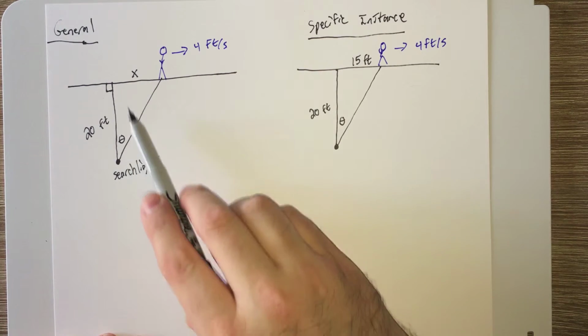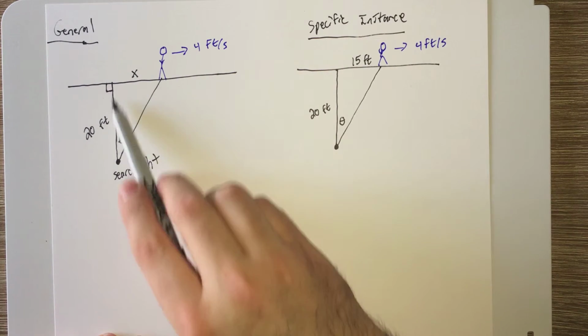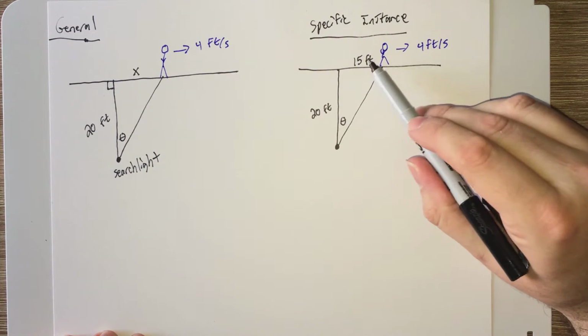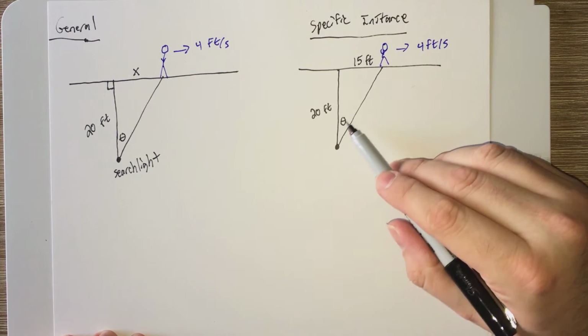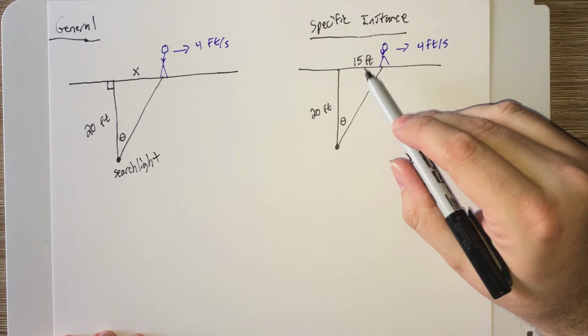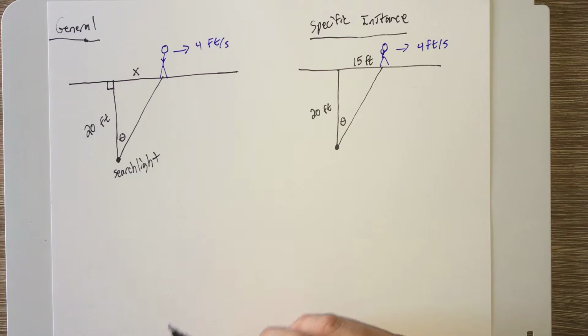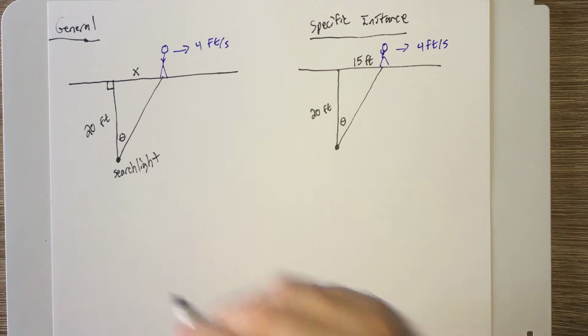This theta is changing with time, this x is changing with time, this is not. But then at the specific instance they're talking about, that's when this is 15. I don't really know what this is, otherwise I would put that there too. But when this is 15, find whatever they're asking for. Okay, so now we need an equation.